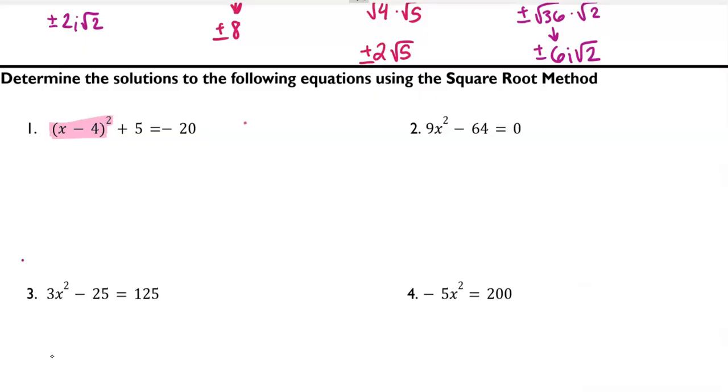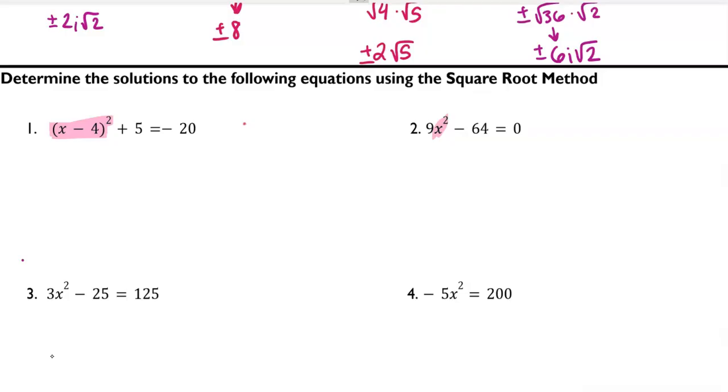In number 1, what is being squared is everything inside the parentheses where the 2 is on the outside attached. On number 2, I see a lot of people thinking that 9 is being squared. 9 is not being squared. The 2 is only attached to the x.